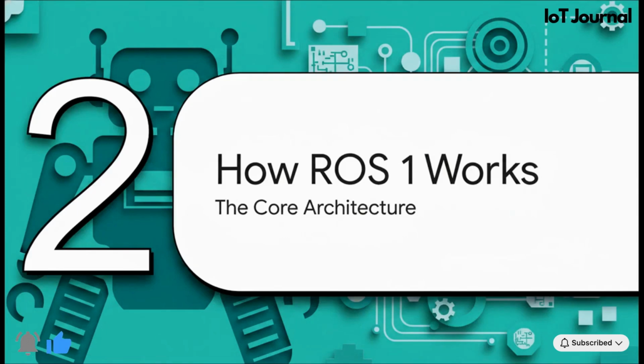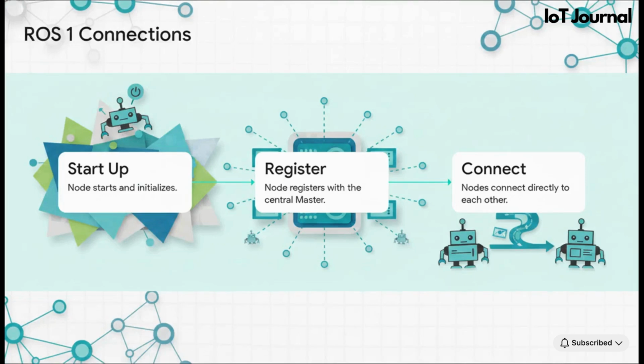Moving right along to Section 2, how ROS 1 works and the core architecture. All right, so in ROS 1, how do these nodes actually talk to each other? Well, there are 3 core communication primitives. You have topics, which are continuous data streams. You have services, which are used for quick request and response actions, and you have parameters for shared configuration settings.